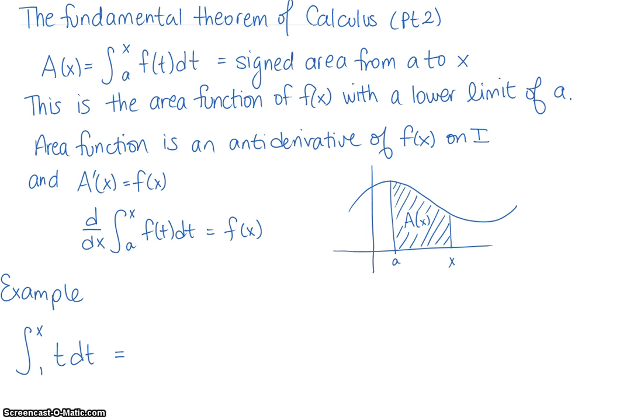f of x. So if we look at this particular example, and we want to take the integral from 1 to x of t dt, we know the antiderivative is t squared over 2, but now we're going to evaluate it from 1 to x. So then we can substitute in x squared all over 2 minus 1/2. So this then gives us the area function under the curve.